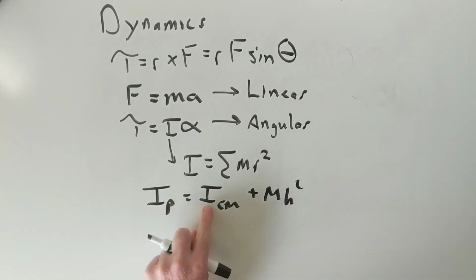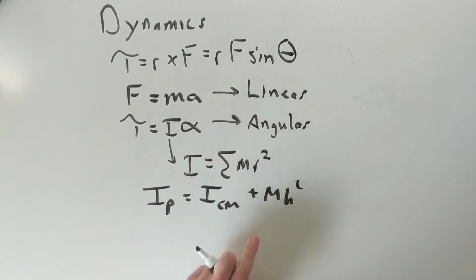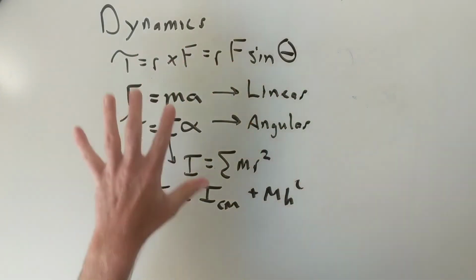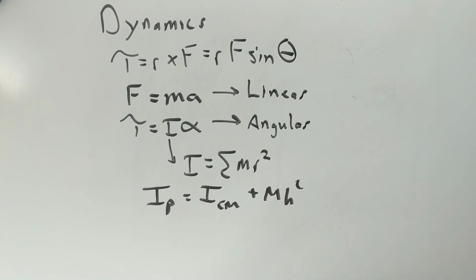So if you move something from its center of mass, you're going to have a bigger moment of inertia. It's going to be harder to turn. So setting these problems up is definitely critical. Again, one of the things that people forget is this r when they put it in to torque.